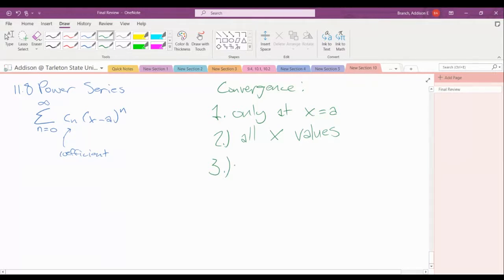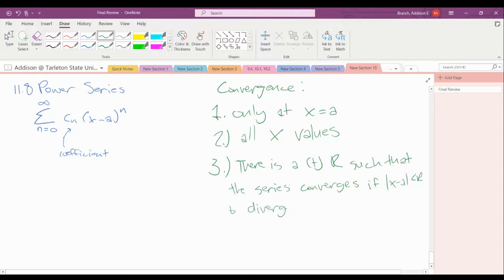Essentially, there is a positive R such that the series converges if the absolute value of x minus a is less than R and diverges if the absolute value of x minus a is greater than R.